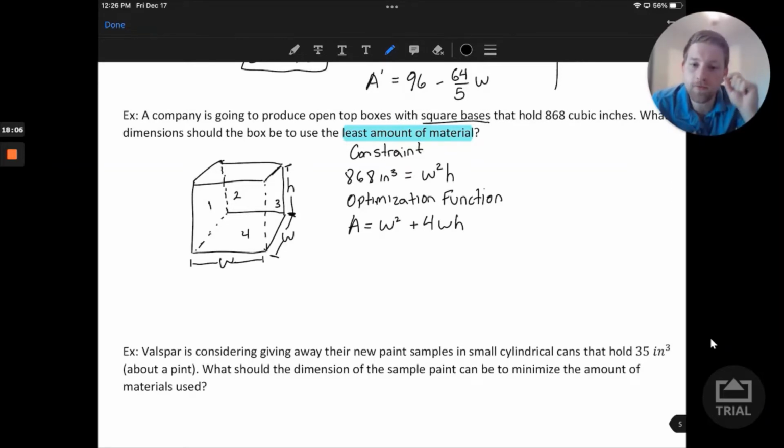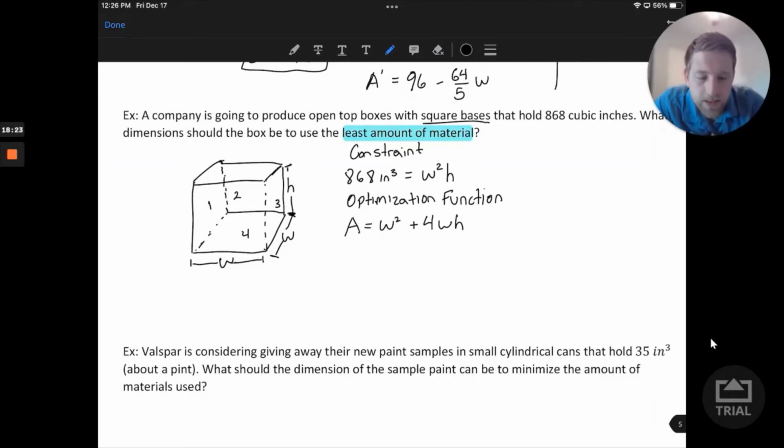Okay, so we've got our constraint, we've got an optimization function. Now we just want to put this information together to be able to, again, minimize the area function. So let's go ahead and jump into trying that.